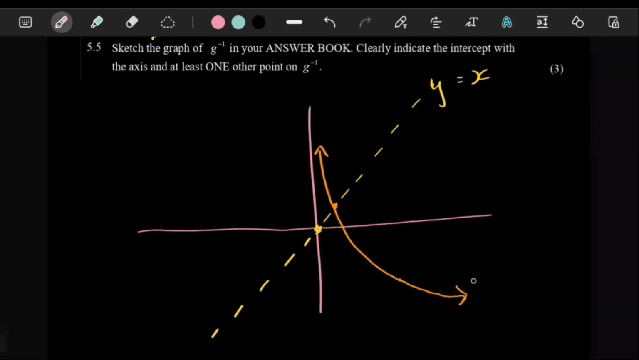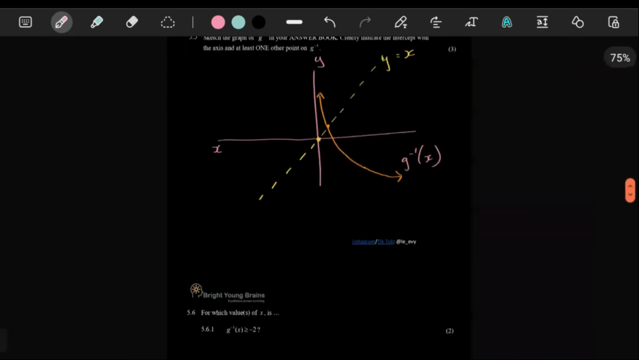And then we can just label the inverse, g negative 1, x. And then you'll get yourself 3 good marks. Label the x-axis, can label the y-axis. And then, yeah, life is good.